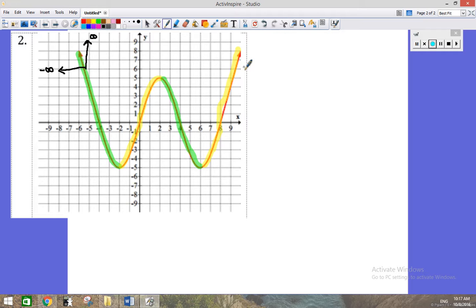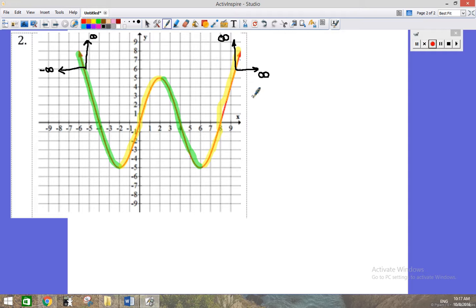If we break it down into single pieces of information, as you're moving up, you're also moving to the right. Moving to the right, the x values are heading towards positive infinity. Moving up, the y values are heading towards positive infinity.